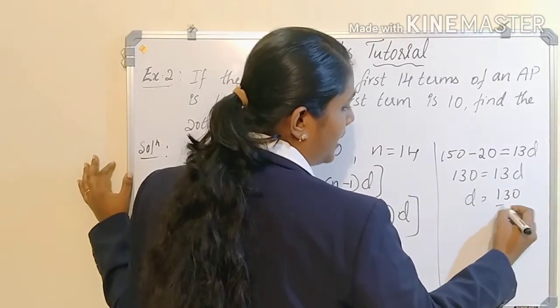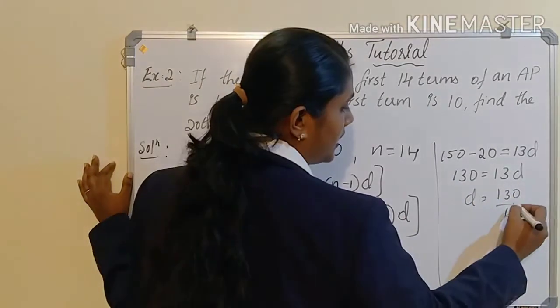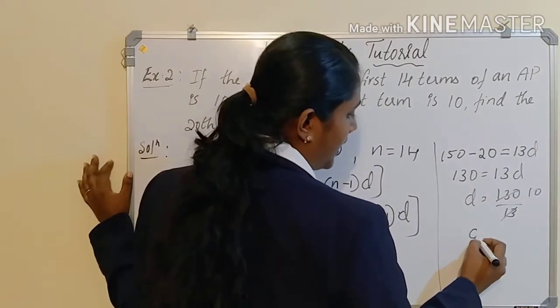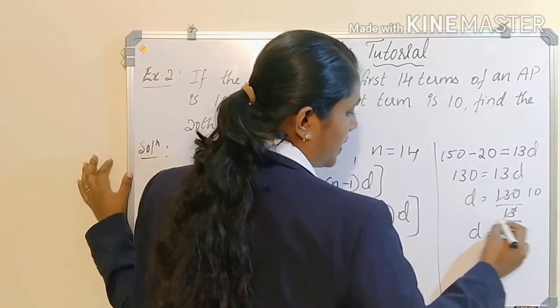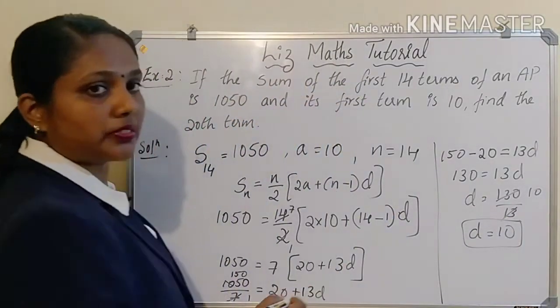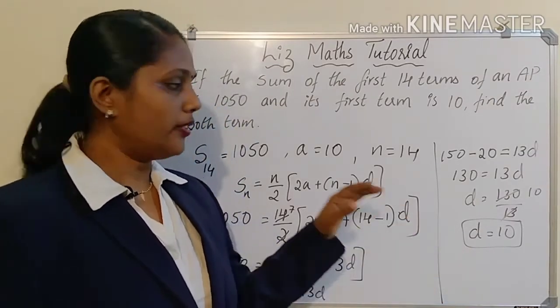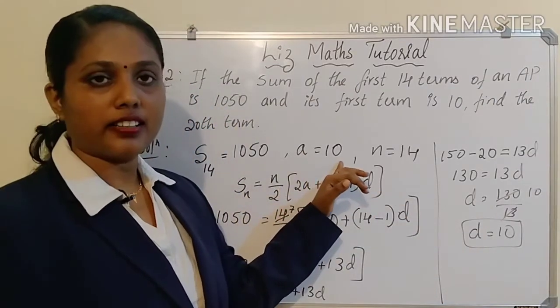130 divided by this 13. 13 1s are 13, 13 10s are, you will get 130. So D is equal to, you will get here 10. So now you got D is equal to 10 and you have A is equal to 10, isn't it?